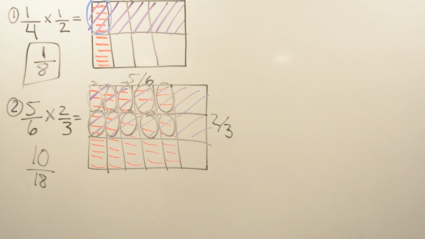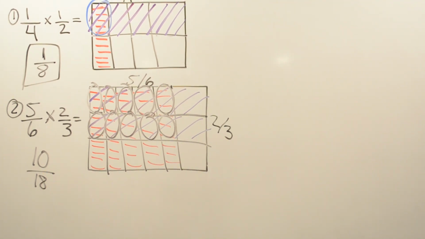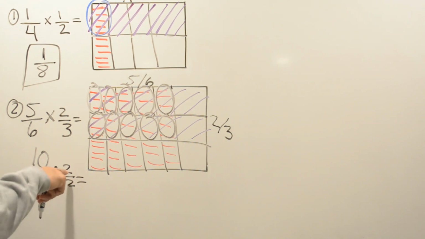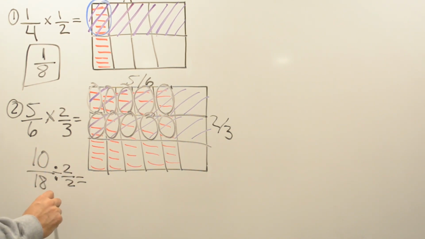But right away, I noticed that our fraction is 10/18. And I know that right away we can simplify that. We're going to go ahead and use the greatest common factor for that. And the greatest common factor for that is 2. So I know 2 goes into 10 5 times. And I know 2 goes into 18 9 times. So our answer is going to be 5 over 9.